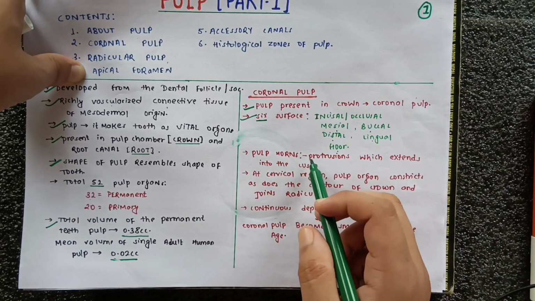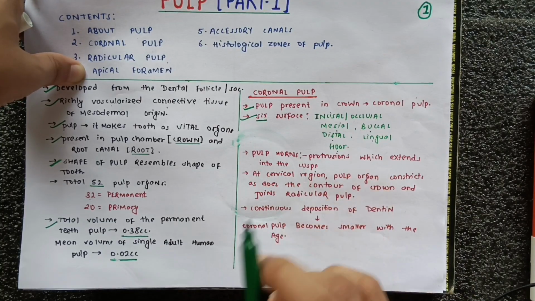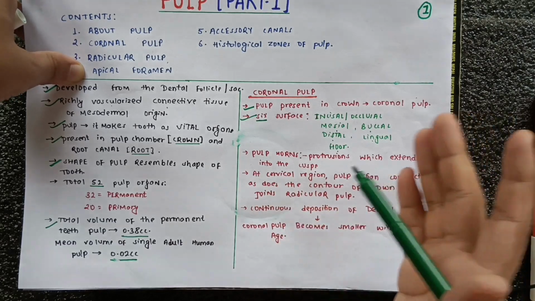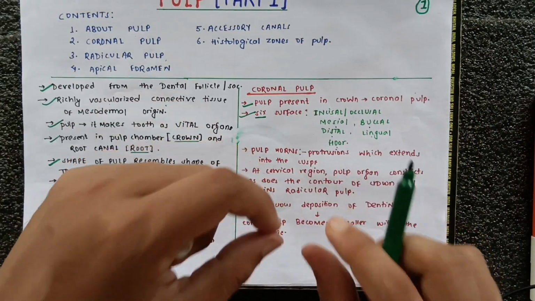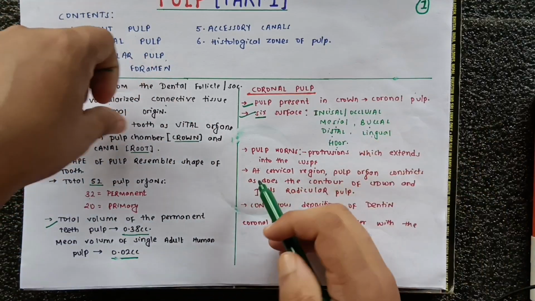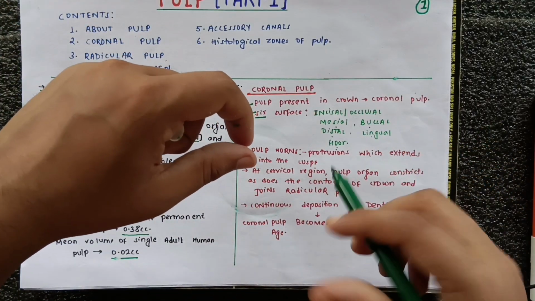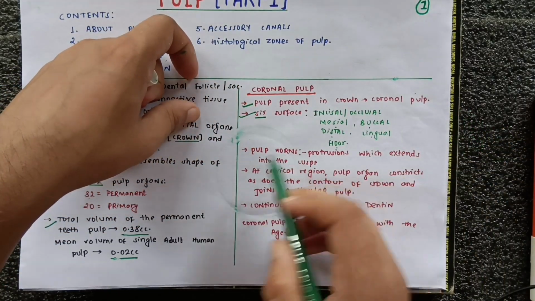Okay, so the pulp horns are the protrusion which extends into the cusp, as I have discussed in my anatomy video. There I have discussed these pulp horns. Pulp horns are just a part of the pulp, especially the pulp chamber. They protrude like a cusp in the cuspal areas of the tooth, so they are called the pulp horns.